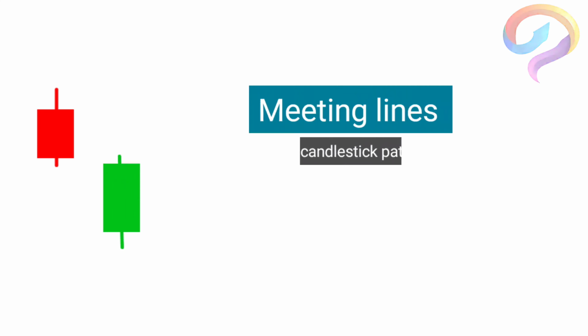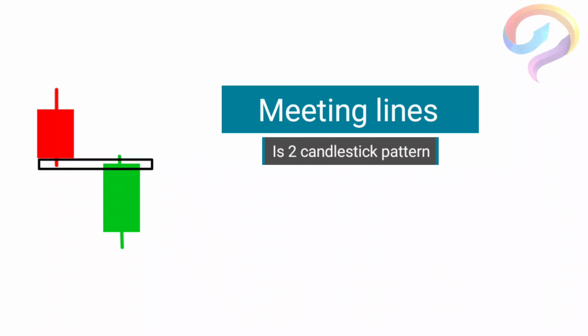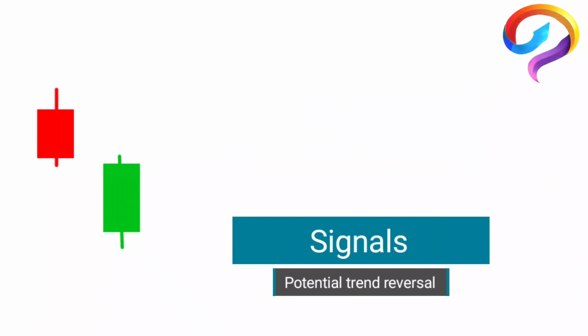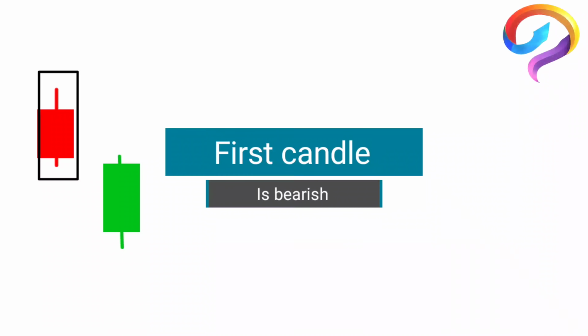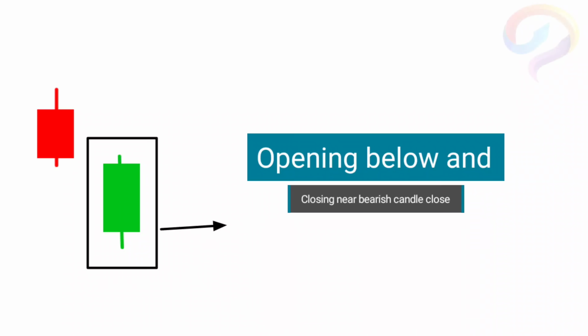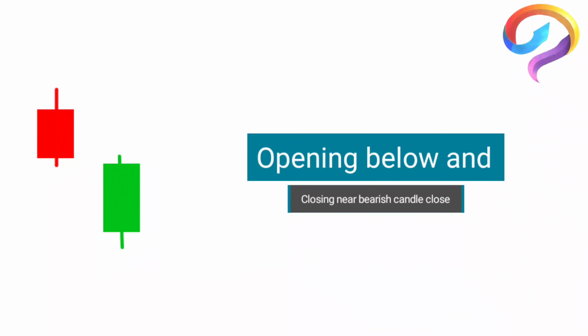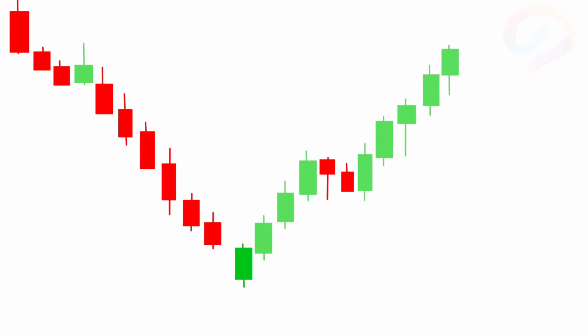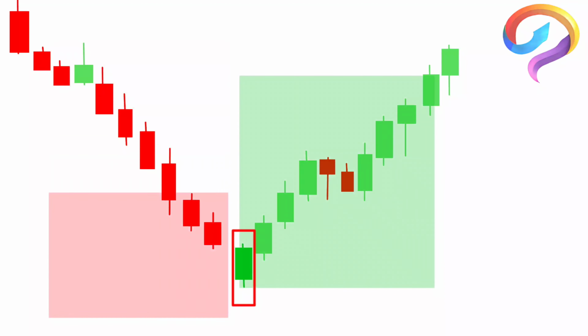This pattern consists of two candles that meet or touch each other, signaling a potential trend reversal. The meeting lines pattern can appear in both bullish and bearish scenarios. In a bullish meeting lines pattern, the first candle is a bearish candle, followed by a bullish candle that opens at or near the same level as the previous day's close. The two candles meet, creating a visual representation of a potential shift in market sentiment. This pattern suggests a struggle between bulls and bears, with the bullish candle indicating a potential reversal of the previous downtrend.